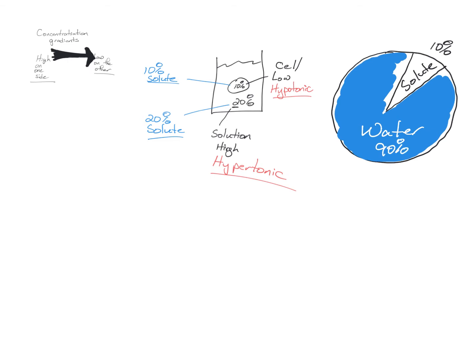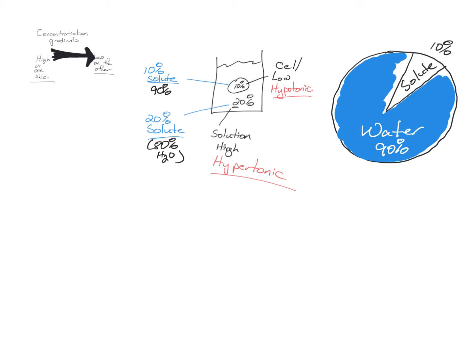Every time you see a solution, if somebody tells you it's 90% solute, or in the case of this example, 20% solute, what is the percent water? 80%. It's 80% water. So if this is 20% solute, then that's 80% water. So I can say 80% water. And that's 90% water.